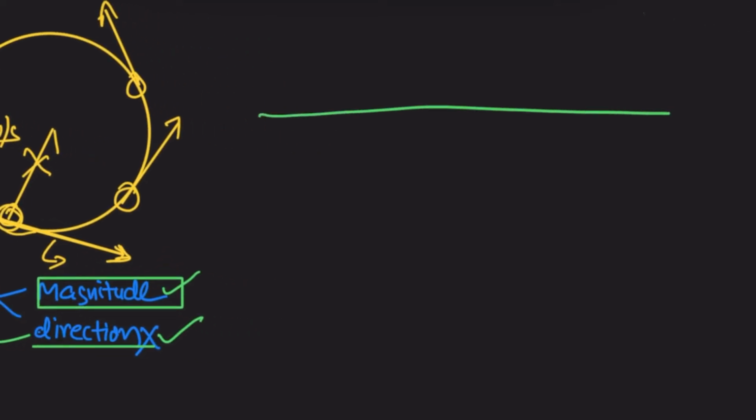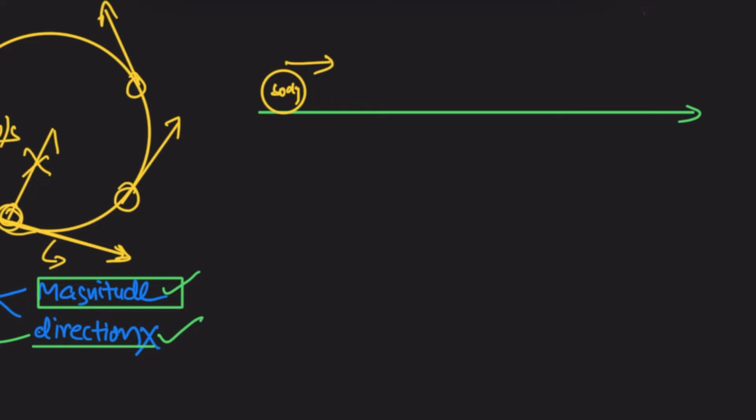Suppose a body is moving in a straight line and its magnitude is changed. So its speed is changing from second to second. If the magnitude is changed, definitely there is acceleration. Change in magnitude is also of two types. Suppose I take two cases.